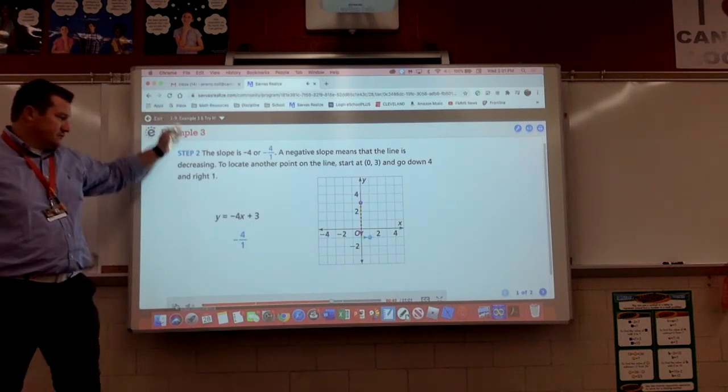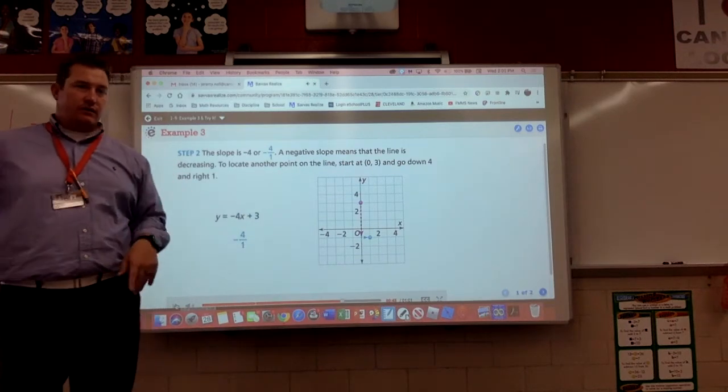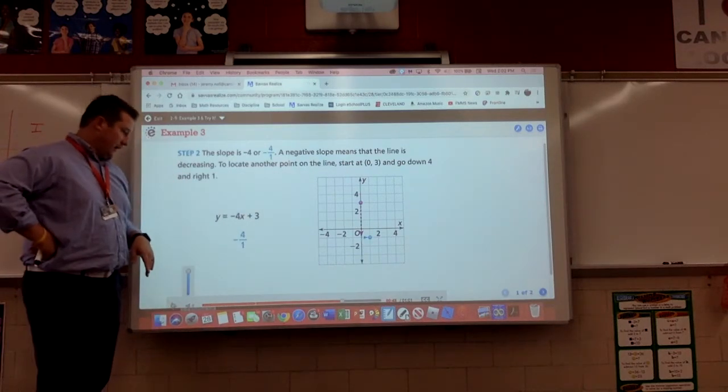Plot the second point at the coordinates (1, -1). Rise -4, run 1. We've done this. We've done it. Nothing new.